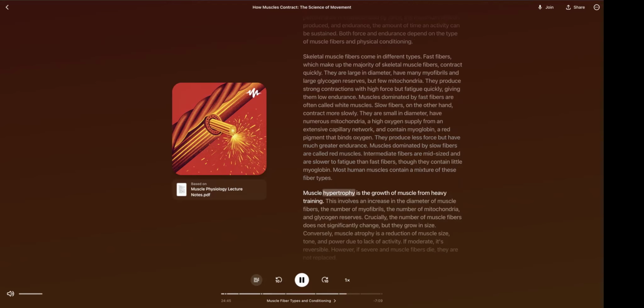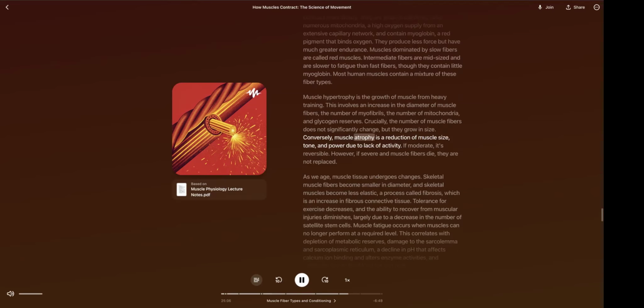Muscle hypertrophy is the growth of muscle from heavy training. This involves an increase in the diameter of muscle fibers, the number of myofibrils, the number of mitochondria, and glycogen reserves. Crucially, the number of muscle fibers does not significantly change, but they grow in size.